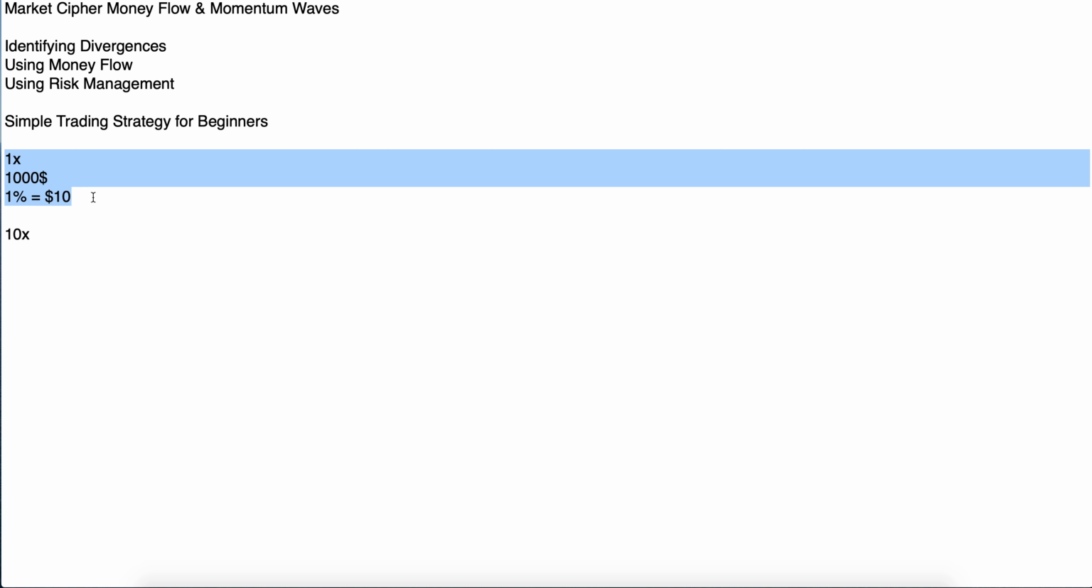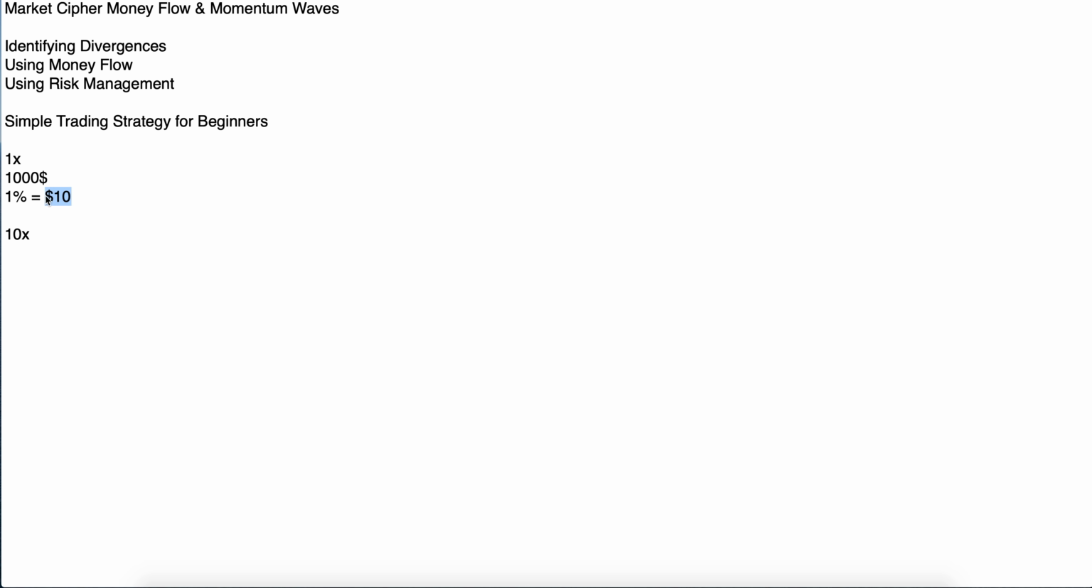But what we can do is up our leverage to maybe 10x, which will allow us to still put only $10 of our capital on the trade, but actually put $100 on the trade because we're 10xing our margin. 10x leverage means I can risk that same 1% of my $1,000 account, yet I can place $100 on the trade.